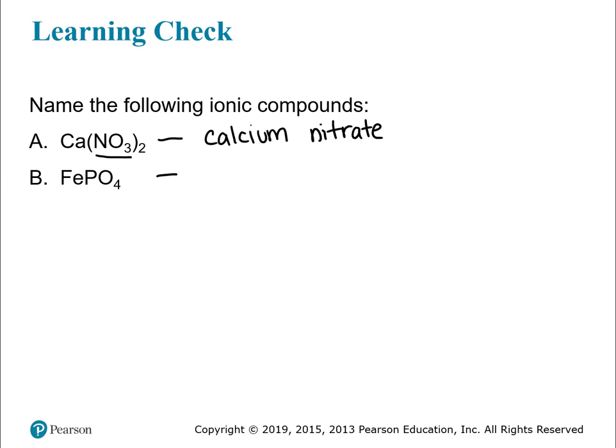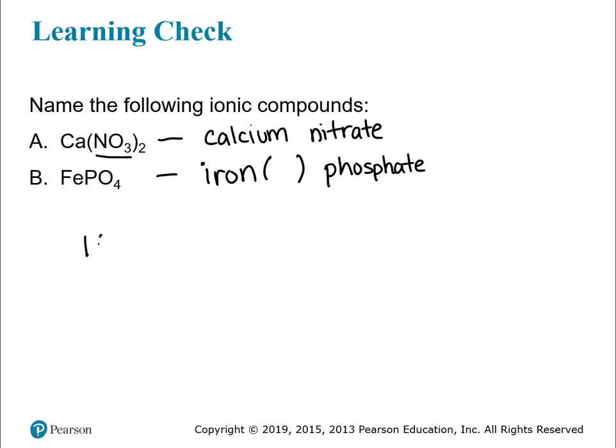The second one, a little bit trickier. We're starting with iron. Iron absolutely is a transition metal, and it is not an exception. So we need to know what our charge is. We know the name of the ion that it's paired with. That's phosphate. So we just need to fill in the charge here.